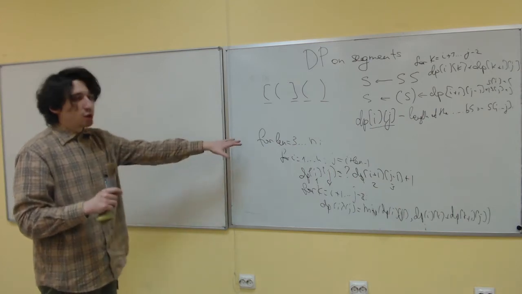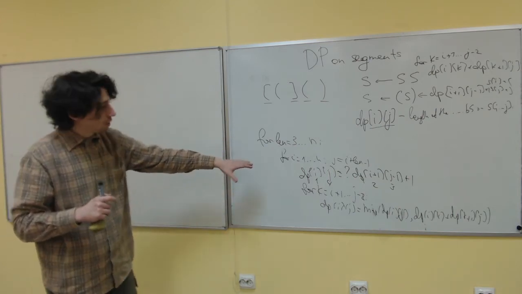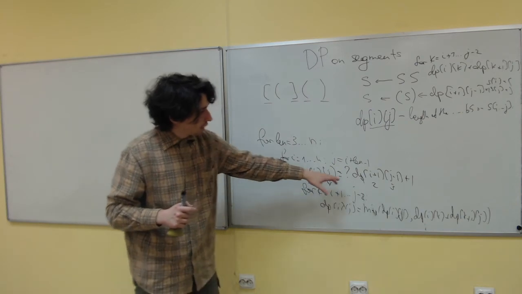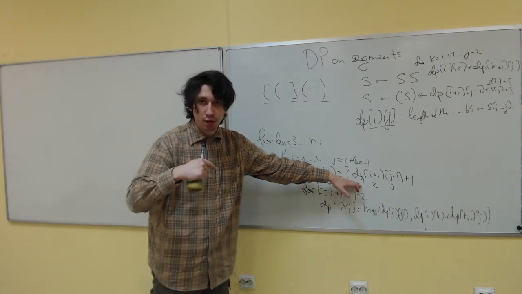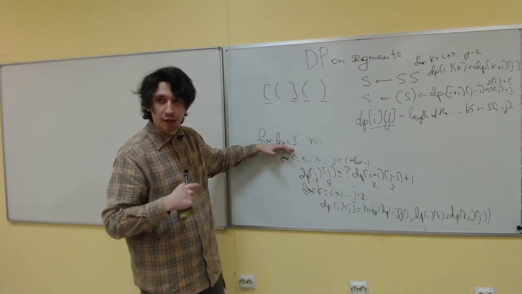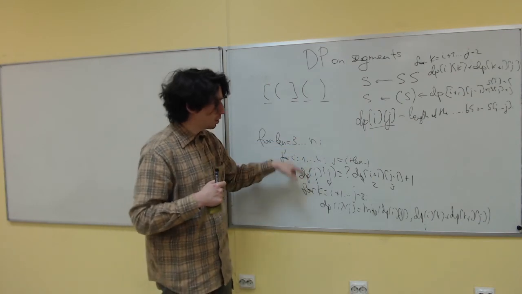This is all. We are almost done here. You can see that when you come to everything on the right, it was already calculated because we iterate over length. So they're already calculated in the previous steps.